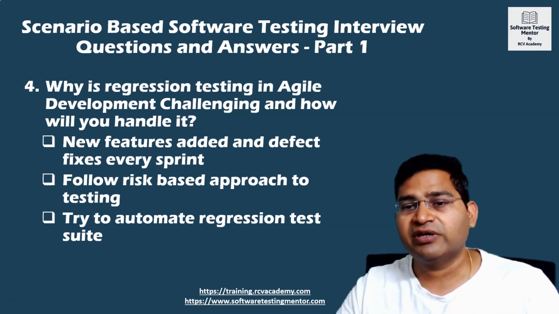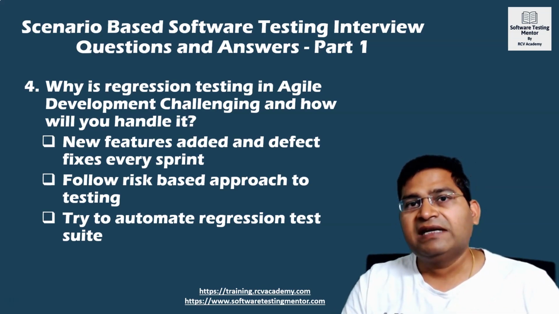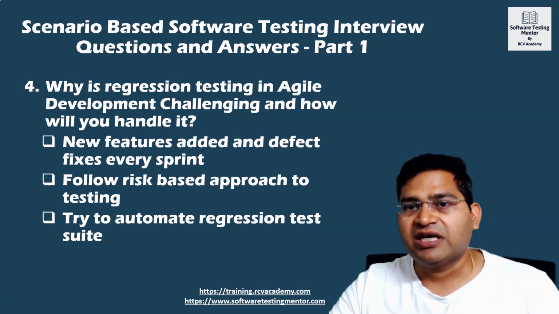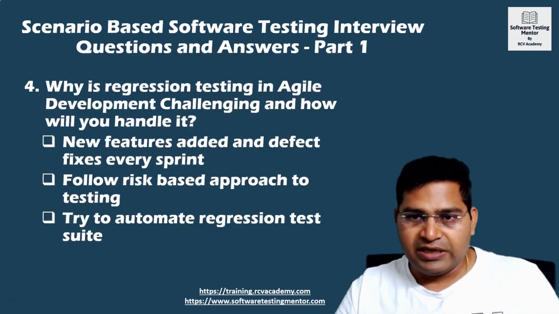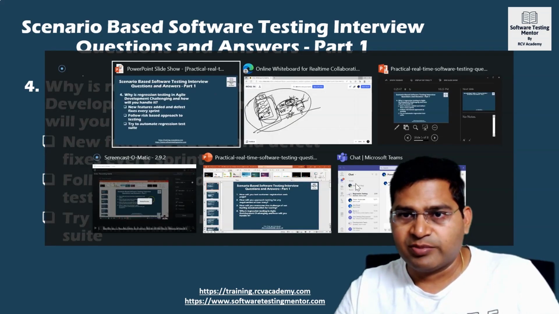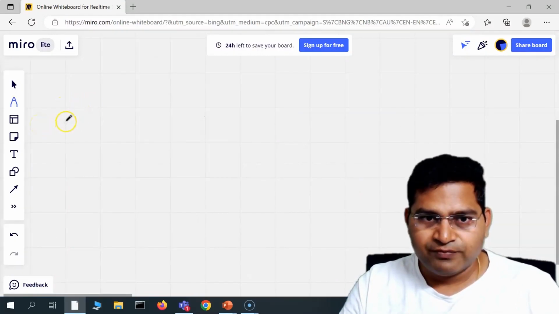So try to automate the regression test suite, and that will be the best approach to handle regression testing in Agile development, right? Now let me quickly go to the whiteboard, and I'll draw this and explain it. So when we say Agile, we have sprints.